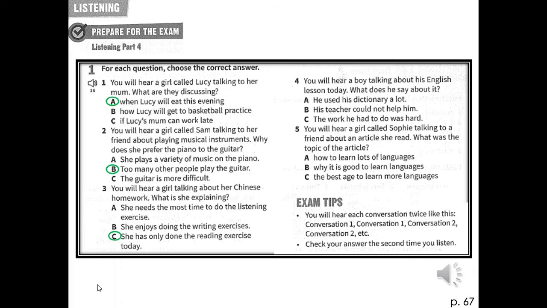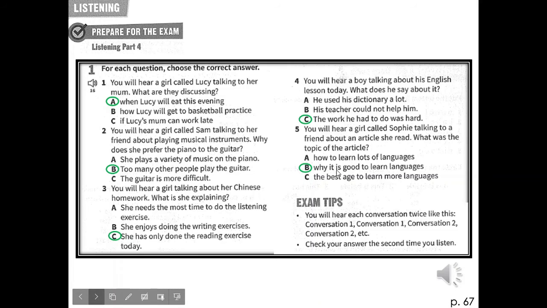Next one, number 4. His opinion was the work that he had to do was hard. A, not really. He had to borrow the dictionary from his teacher. B is not mentioned at all. In fact, his teacher helped him. He wasn't allowed to use the internet in the class, so he could not look up many of the words online. Next one, the last one, answer is B.